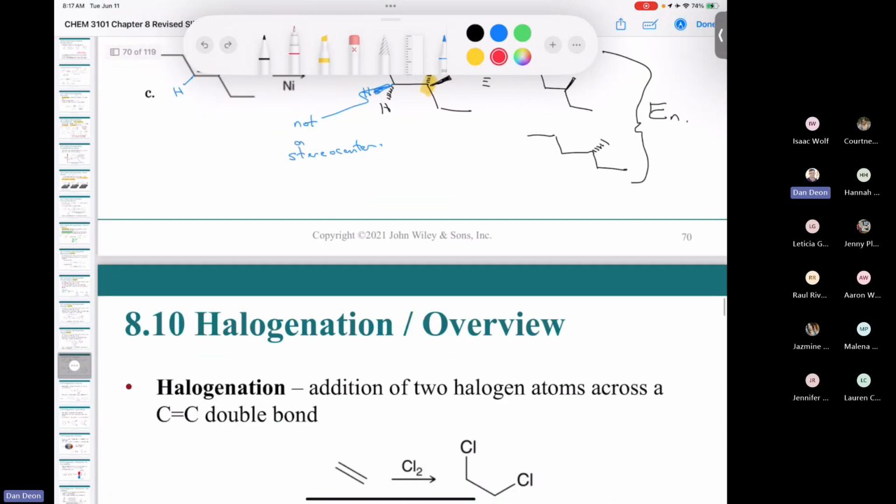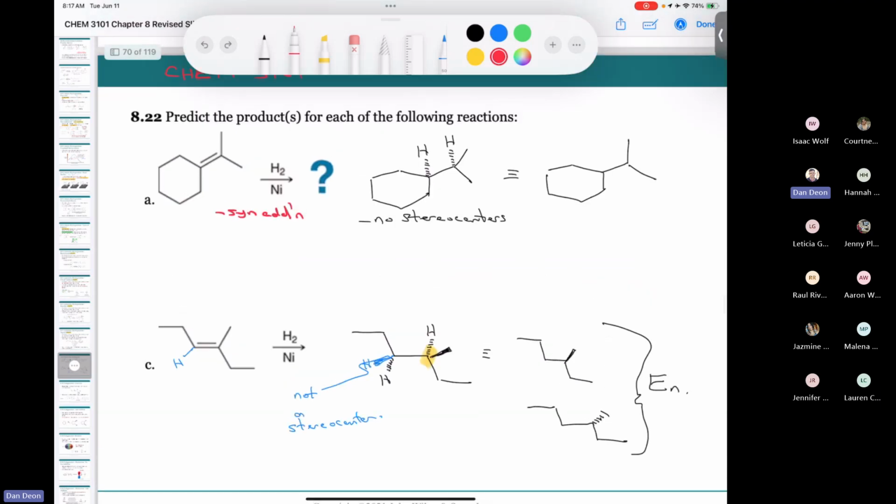All right. So that covers catalytic hydrogenation. So that covers section 8.9. I just went over the parts that you need to know.